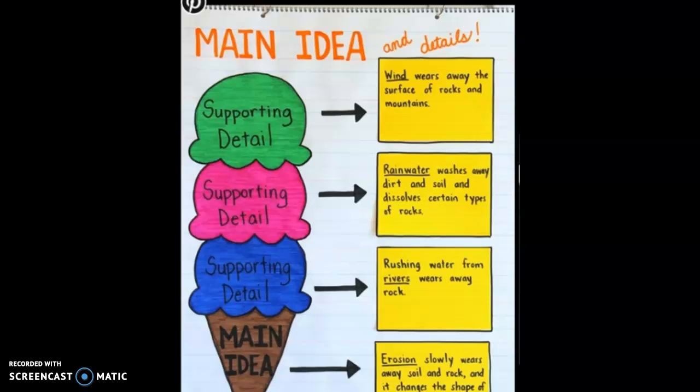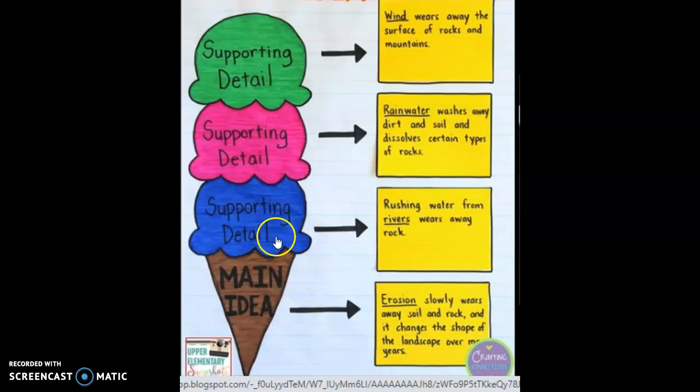Last time we looked at main idea as a pizza. Today we're going to look at it as an ice cream cone. So your cone is your main idea. The scoops that make the ice cream are the supporting details. Think of the different flavors as those supporting details. Our example here, the main idea is about erosion. Erosion slowly wears away soil and rock, and it changes the shape of the landscape over many years.